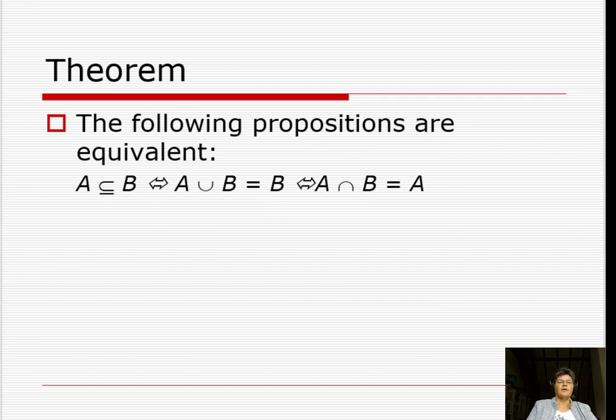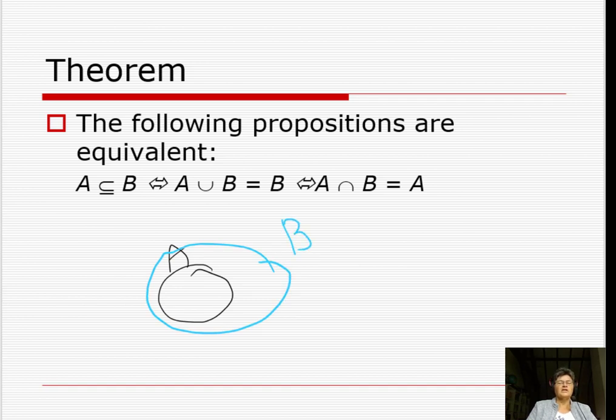Another property we can look at is this one. If A is a subset of B, what can we tell? If this is A, then we know that B is something around it, so A is inside B. If we then look at the union of these two, then of course the union is the larger one, so the union would be the biggest set, B. So A being a subset of B is equivalent with the union of the two being equal to B.